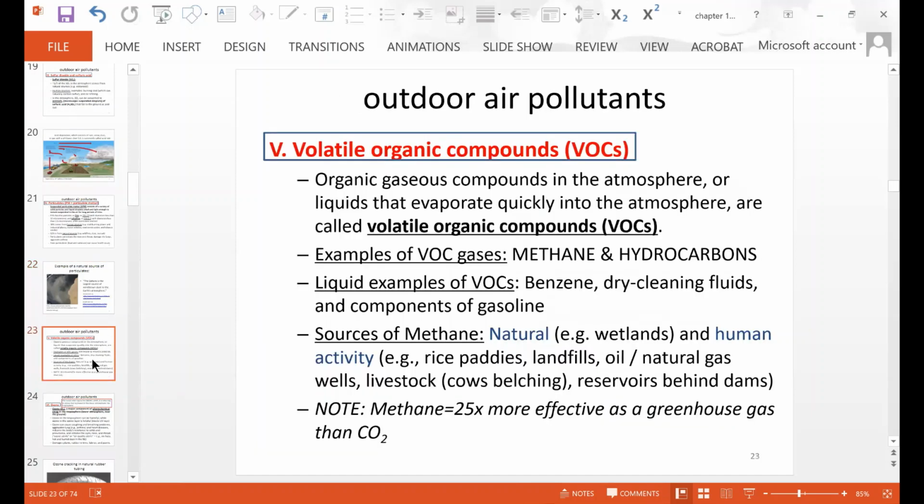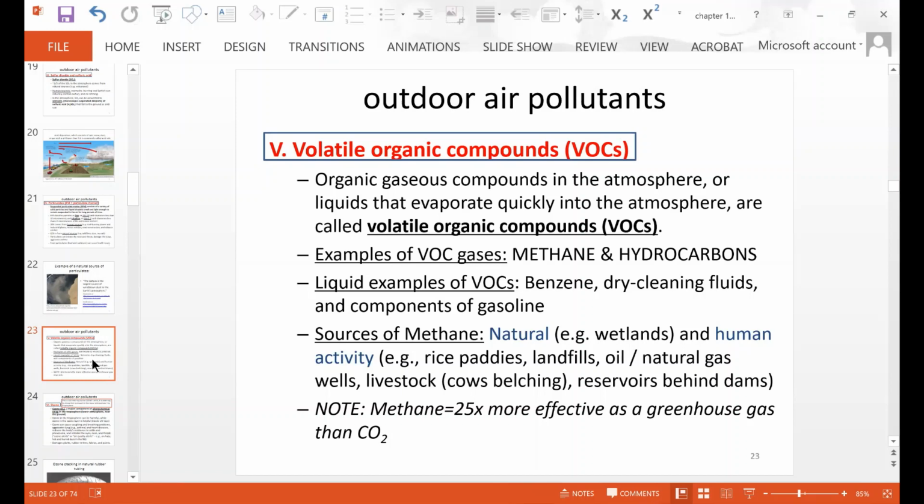Then we have volatile organic compounds, or VOCs. Organic gaseous compounds in the atmosphere or liquids that can evaporate quickly into the atmosphere are called volatile organic compounds. For example, methane and hydrocarbons. Those are gases that are VOCs. And examples of liquid VOCs include benzene, dry cleaning fluids, and components of gasoline.